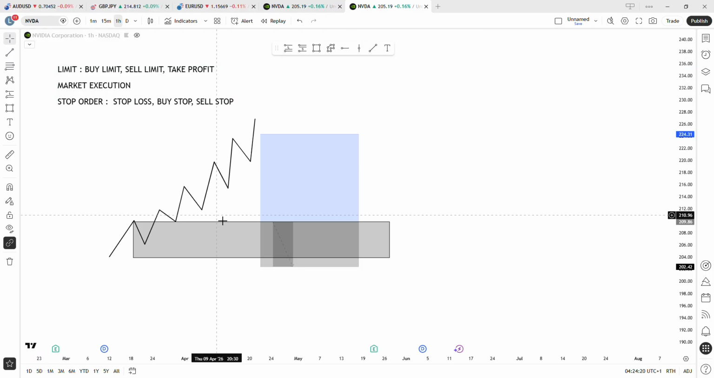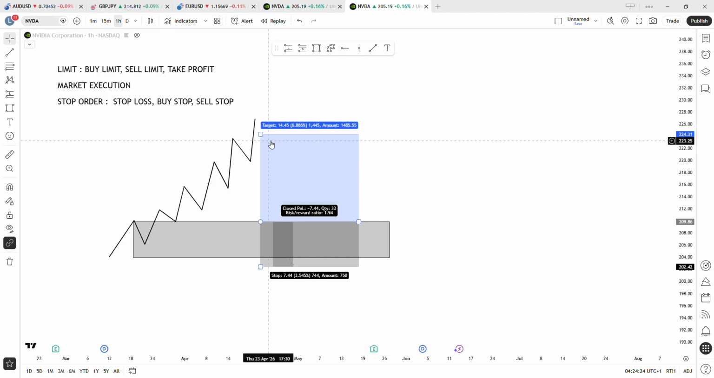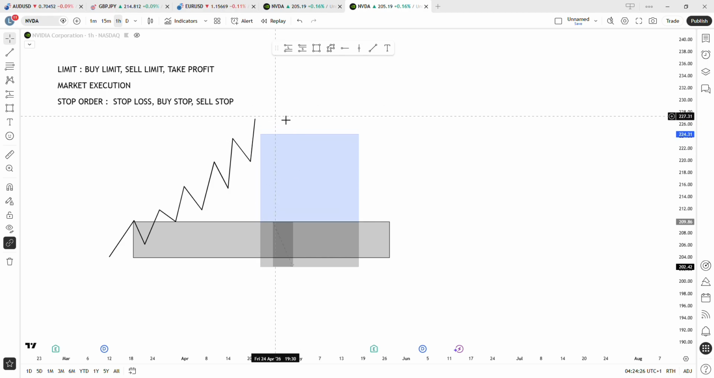So take profit simply means, okay, buy right here, and then when price gets to this point, sell it out. Okay, sell it out, end my profit, get me out of this. So that's why you set your take profit.